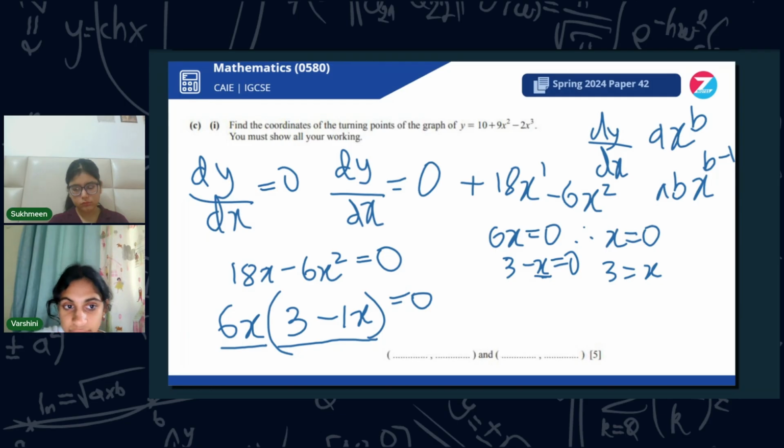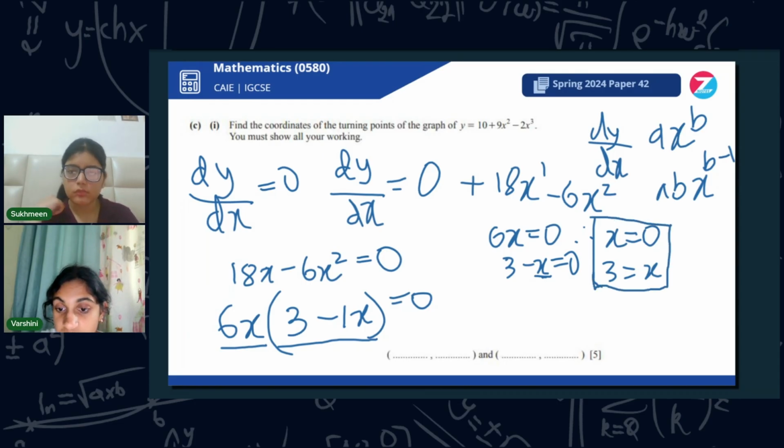Now that we have both of these x coordinates, remember, we're not done. We need to find the y coordinates. So all we have to do is substitute them back into the original equation. Remember, not the differentiated equation, but the original equation over here, which is 10 plus 9x squared minus 2x cubed. So first, we have x is 0. Let's put in 0 there. If you put 0 into 9 minus 2 into 0 plus 10, that should give you 10. So we know the first y is going to be 10.